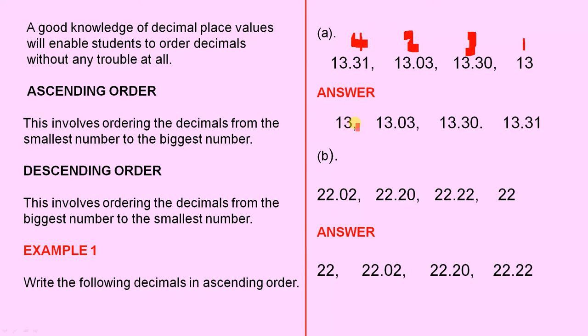So there they are here, 13, 13.03, 13.30 and 13.31. For these four here, let's see which is the smallest. So this one here is the smallest, so we put that first. This one here is next, so we put that second. This one is third, so we put that there, and that's the biggest, so we put that one there. So those two examples were ascending order, that is from smallest to the biggest.